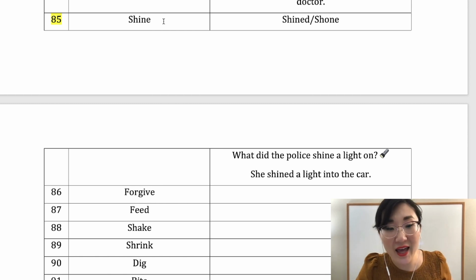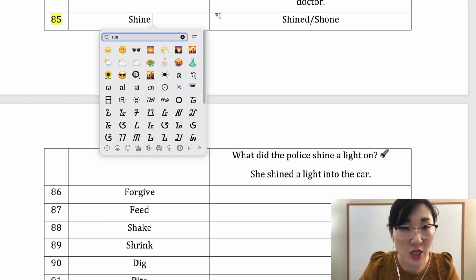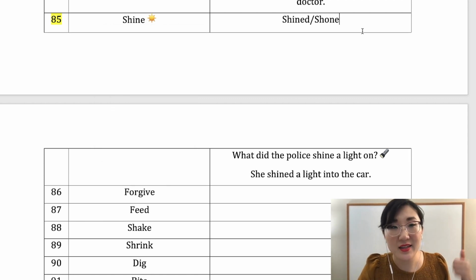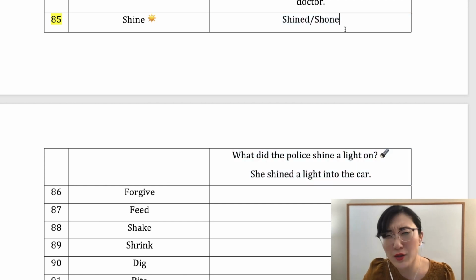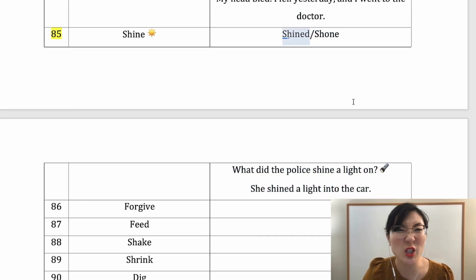Last one, shine. Think of like the sun. Shine. Past tense, shined, shone. So the rule for this is very specific. I want to explain this in another video with objects in a sentence. But in this case, for right now, I want to show you that there's two ways to use the verb shine in the past tense. You can say shined or shone. More commonly, I hear the verb shined.